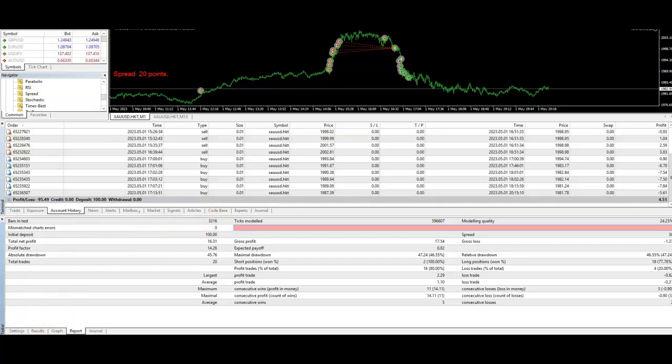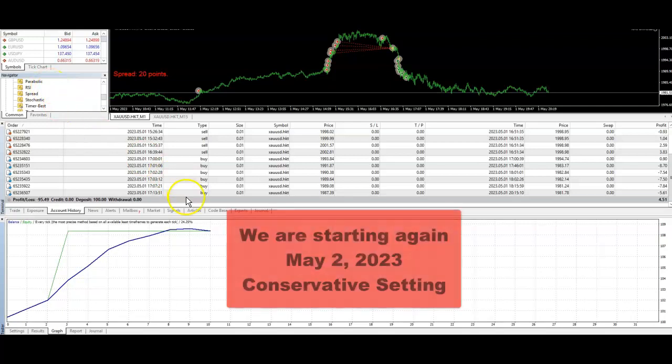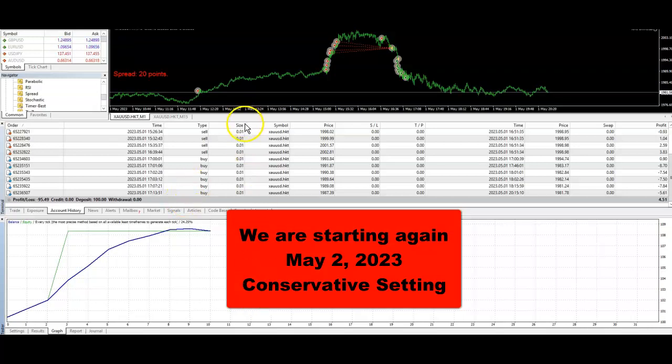Let me do the conservative setting once again. Yeah, guys, I think we're going to stick with this. So let's go ahead and give it another shot. This is going to be a redo. We're going to reload it at $100, and we will start that on May 2nd. May 2nd is the new start date from the blown account, which was user error.